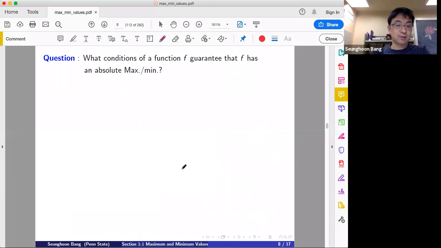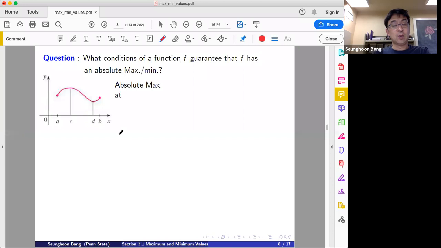The question: what conditions of a function f guarantee that f has an absolute maximum and absolute minimum? So what kind of conditions? Here, we think about it. The graph f of x is given. We have absolute maximum, absolute minimum, right? What does it mean? Absolute maximum at C, absolute minimum at D.